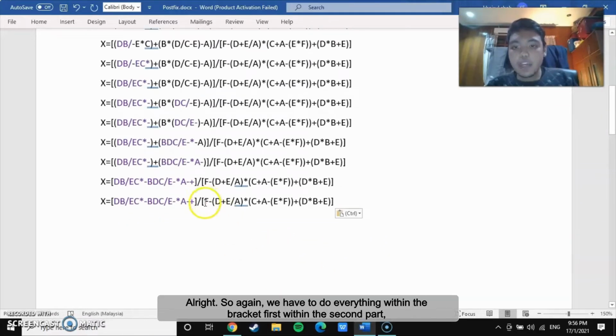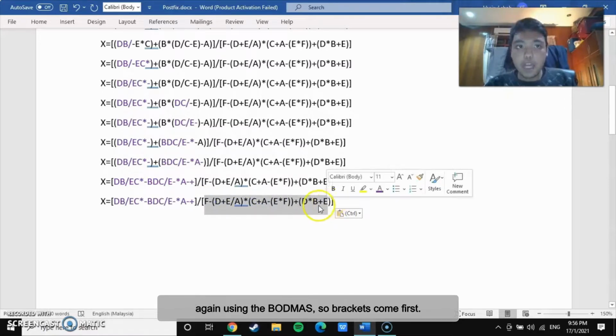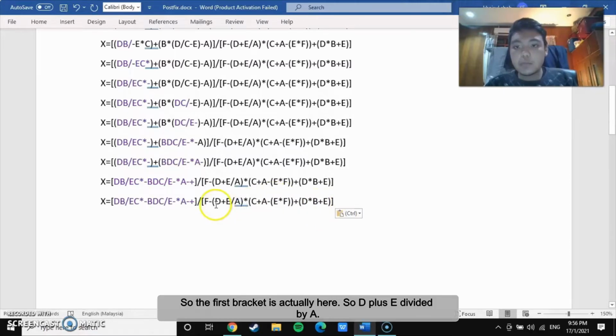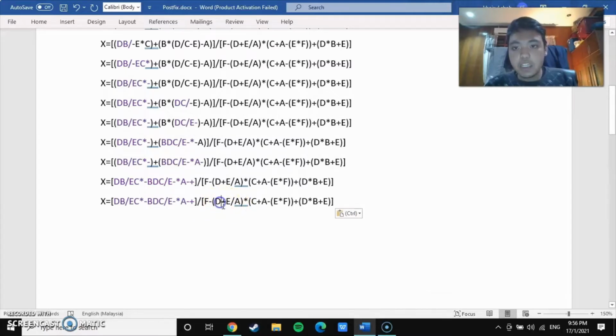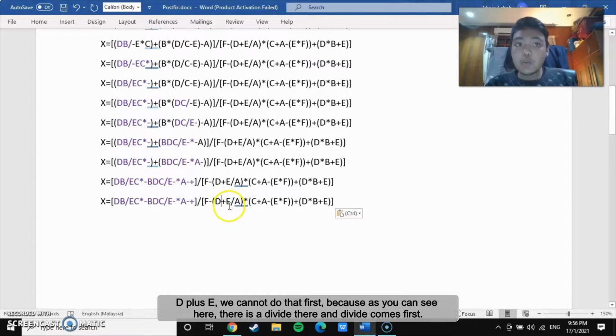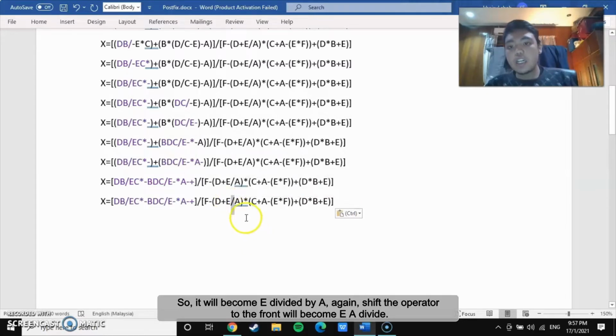Alright, so again we have to do everything within the bracket first, within the second part, again using the BODMAS rule. So brackets come first. The first bracket is here: D plus E divided by A. So let's get started on that bracket. D plus E, we cannot do that first because as you can see here, there is a divide there and divide comes first. So it will become E divided by A. Again, shift the operator to the front. It will become EA divide.